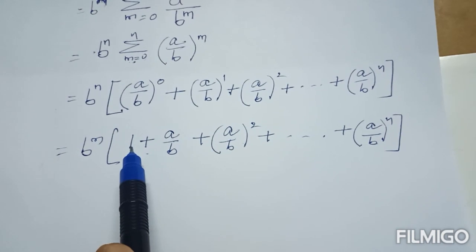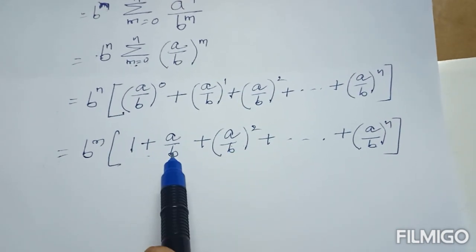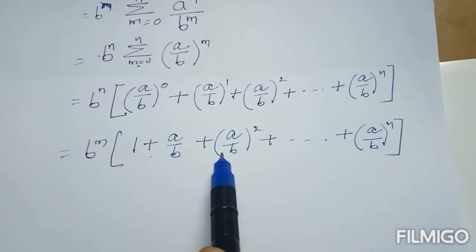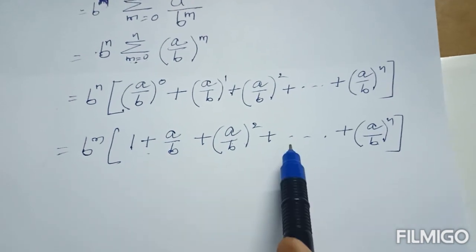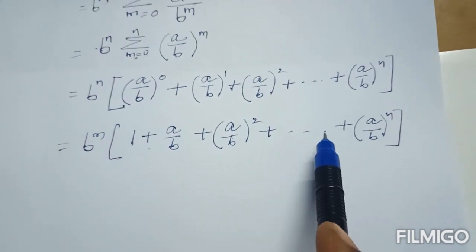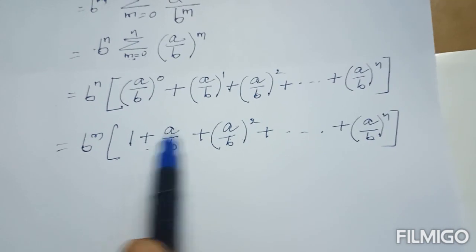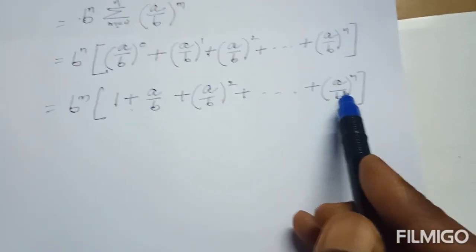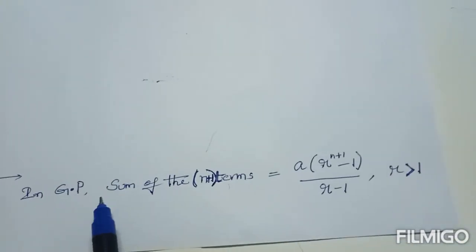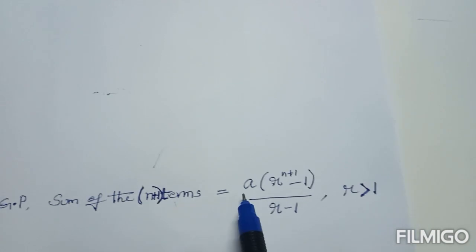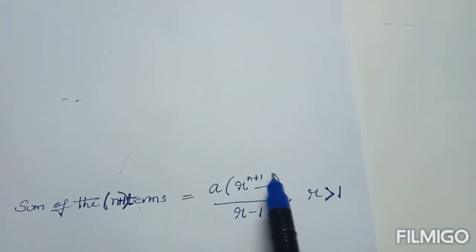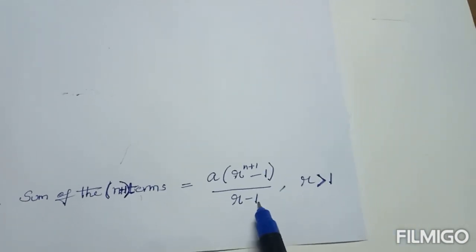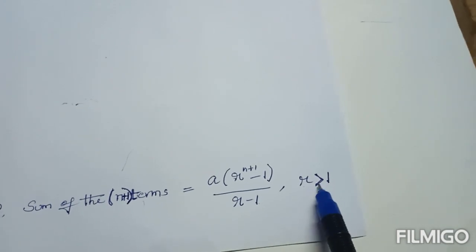Second term by first term is a by b, third term by second term is a by b, so an equal ratio is there. So this is called a geometrical progression expression, and also here is the sum of the n plus 1 terms. According to the standard formula of geometrical progression, the sum of the n plus 1 terms equals a times (r^(n+1) - 1) by (r - 1), where r is greater than 1.